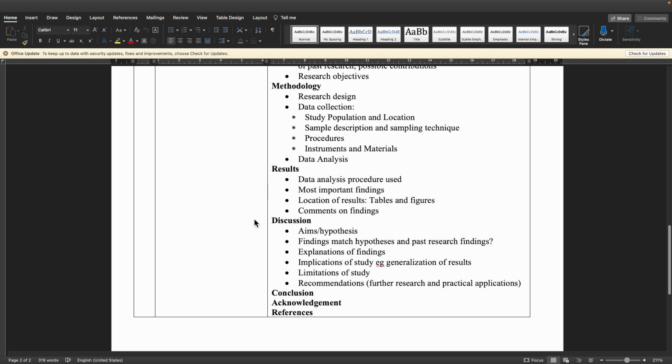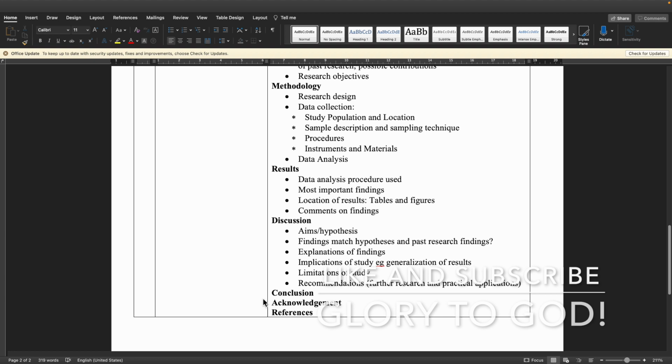In the discussion section, describe the aims and hypotheses of the research. Describe whether findings match hypotheses and past research findings, have explanations for findings, implications of study, degree of generalization of results, limitations of studies, and recommendations for further research and practical applications. Other sections include conclusion, acknowledgement, and references. This outline is not meant to be exhaustive, but serves as a guide in general for steps in doing research.